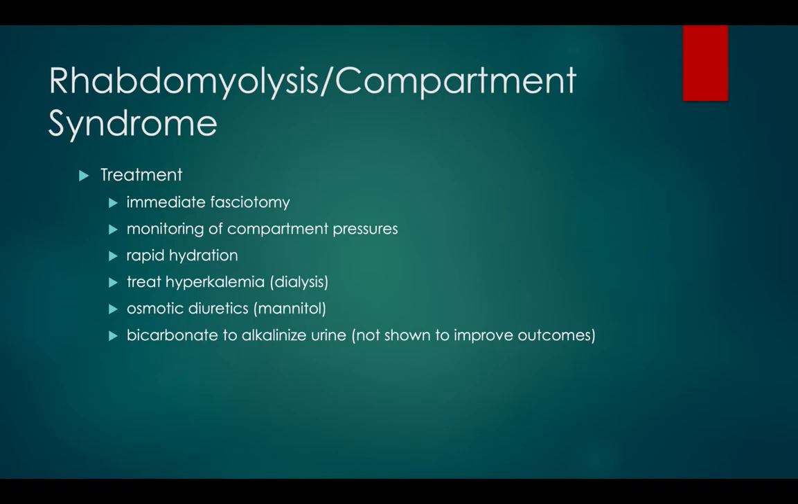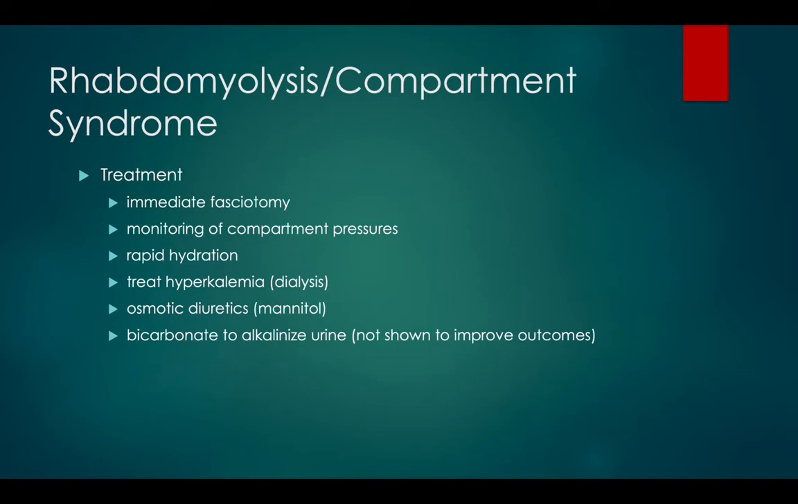So treatment, you do a fasciotomy if it's severe. Otherwise, you would just monitor compartment pressures with that needle that we talked about. You want to do rapid hydration to help prevent damage to the kidneys from the myoglobin. If there's severe hyperkalemia, you can do dialysis. You can also do all the other things we know as nurses to help reduce potassium levels, such as dextrose and insulin. You can do K-exalate.